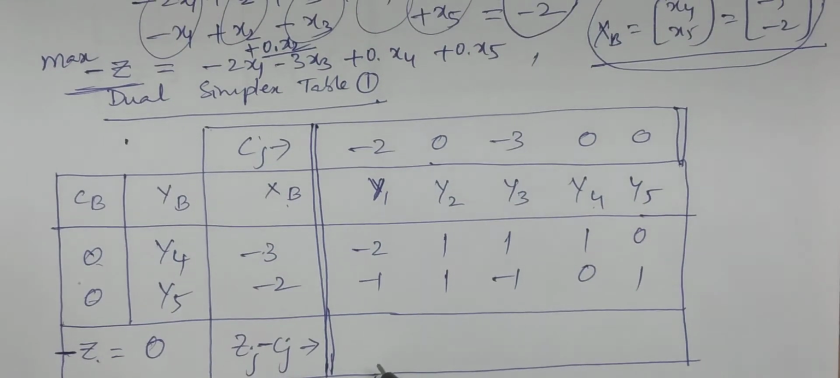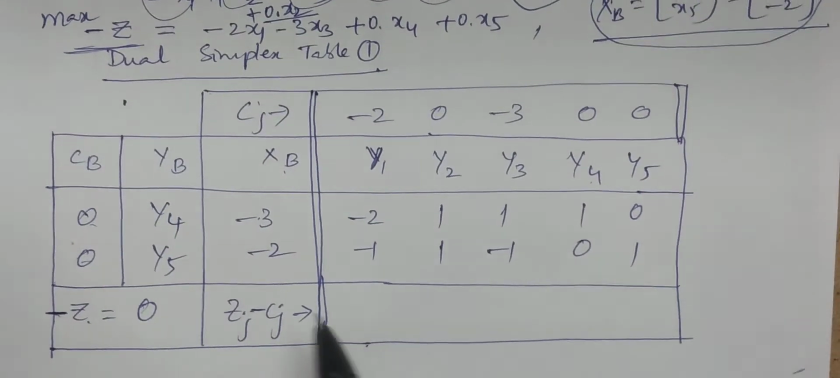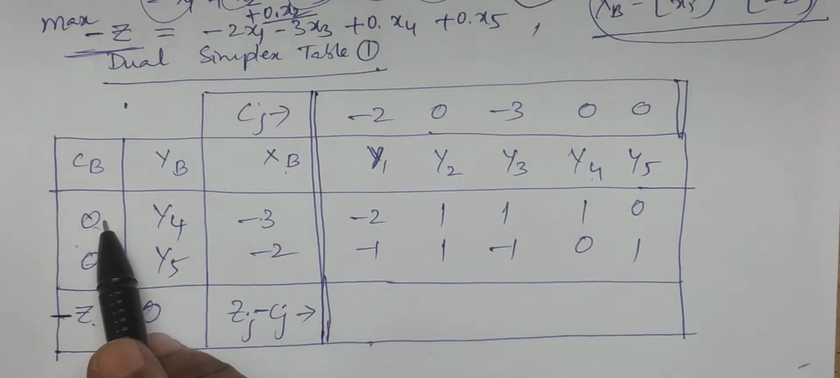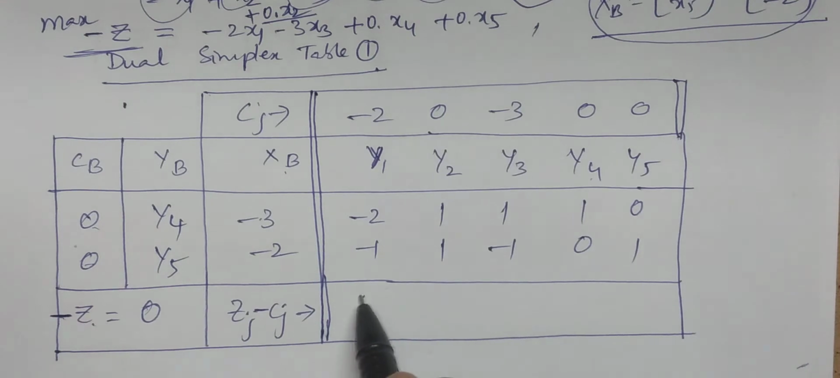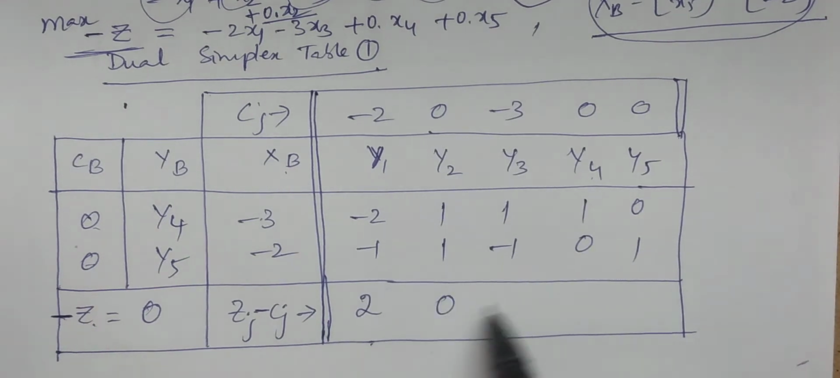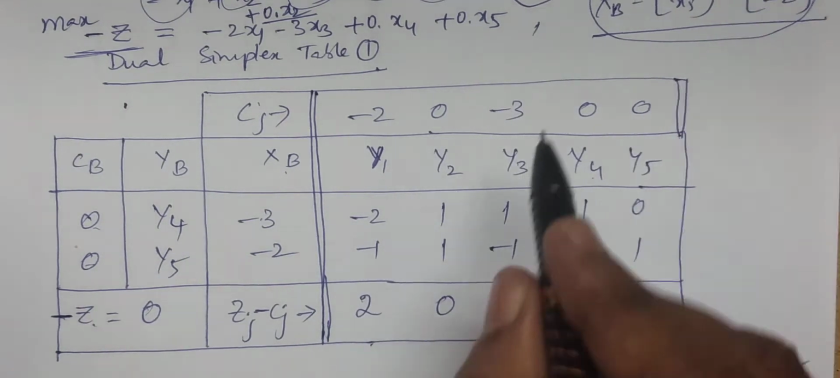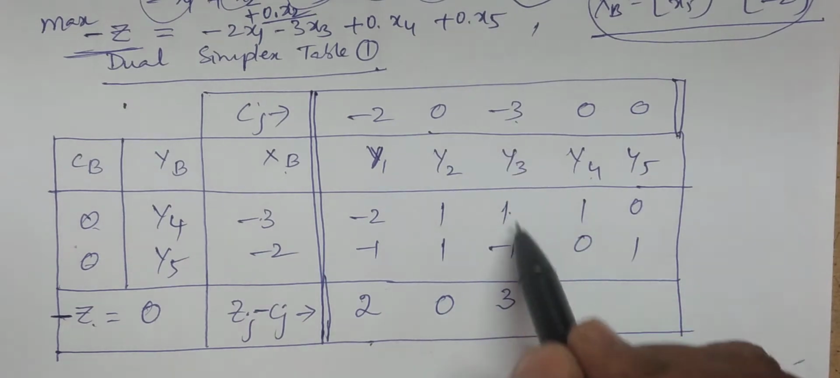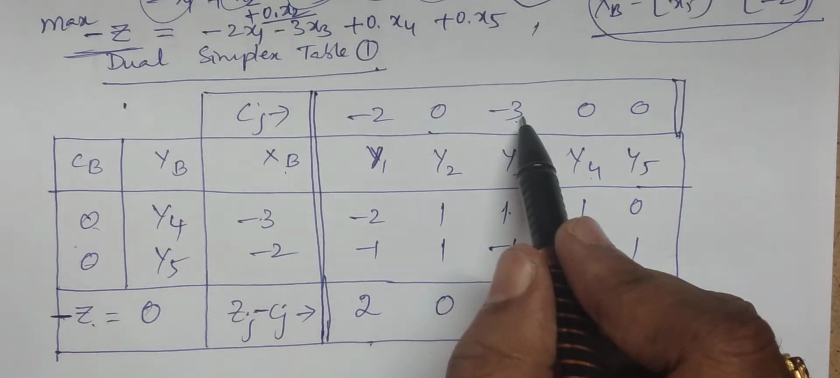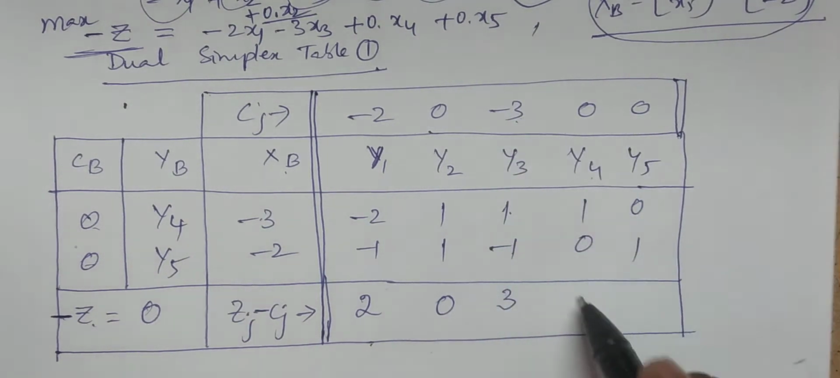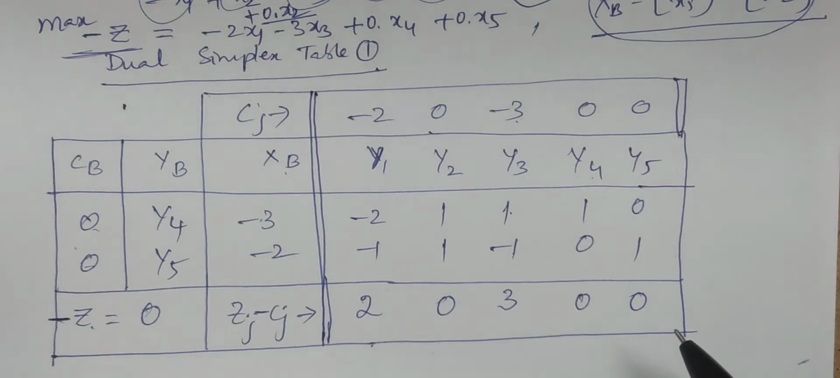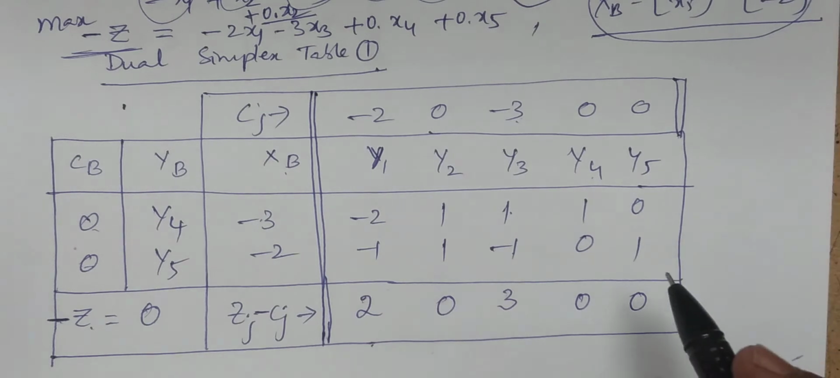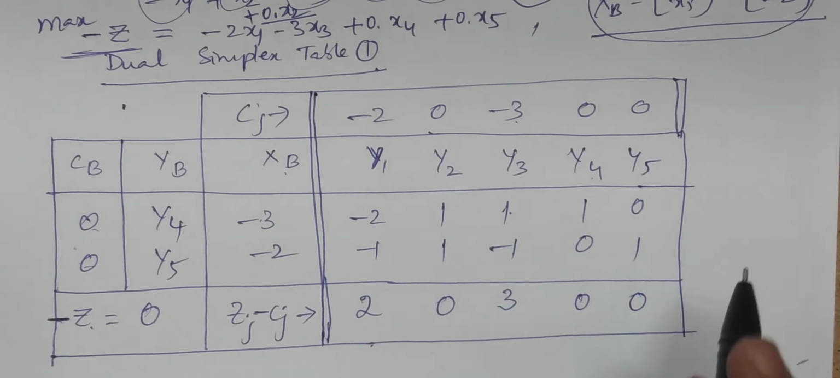And Zj minus Cj, the net evaluations, we are calculating now. Both are zeros, therefore 0 minus of minus 2, so it is plus 2, it is 0, it is plus 3, minus of minus 3, 0, 0, 0 plus 0, 0, minus 3, minus of minus 3, plus 3, 0, it is 0, it is 0. So therefore, this is what the net evaluations Zj minus Cj are. Okay. Now you apply this dual simplex procedure.